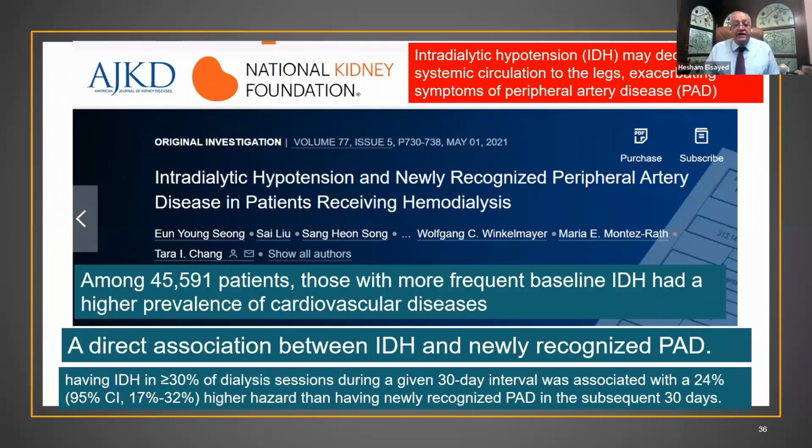Having intradialytic hypotension in more than 30% of the dialysis sessions per patient during a given 30-day interval was associated with a 24% higher hazard of newly recognized peripheral arterial disease in the subsequent 30 days.